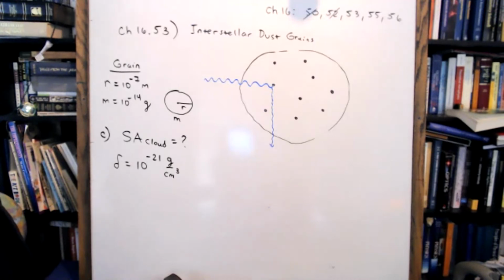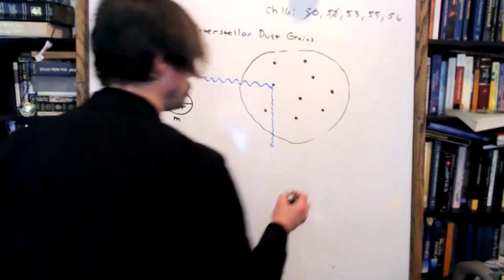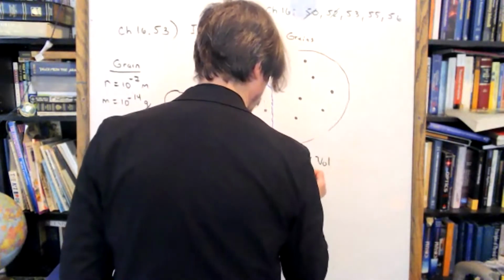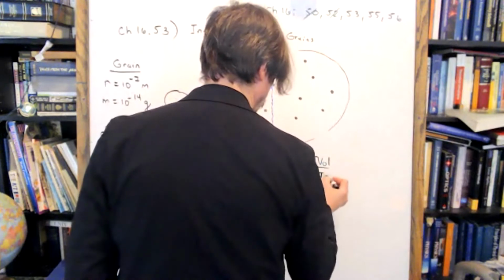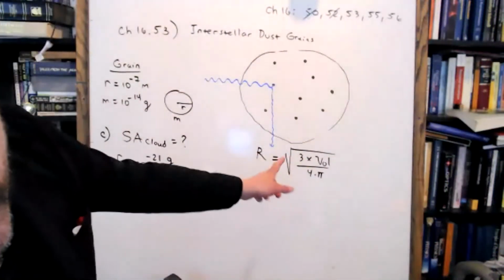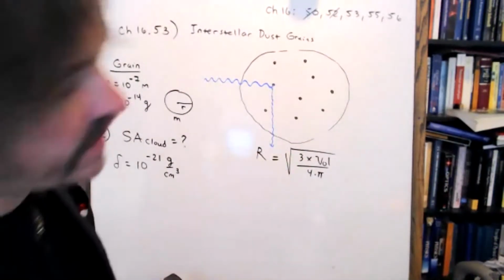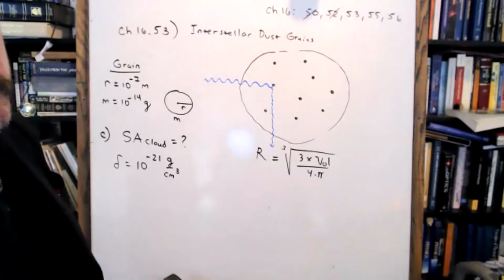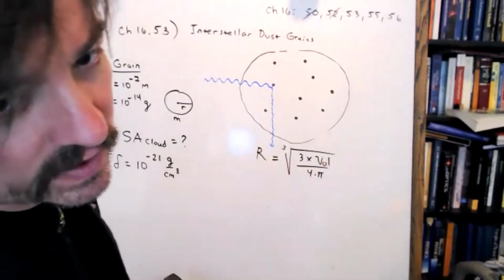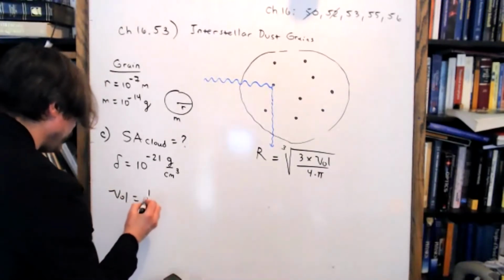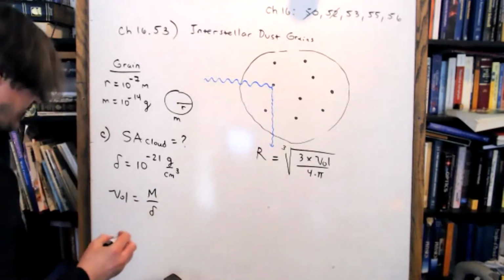R equals 3 times the volume divided by 4 pi, and everything to the 1/3 power. If you reverse the volume of a sphere, 4/3 pi r cubed, that's a cube root, right? Yeah, it's a cube root. So it's the cube root of 3 times the volume over 4 pi. Okay. First, define the volume of a cloud. From our previous problem, the volume of a cloud is its mass divided by its density.